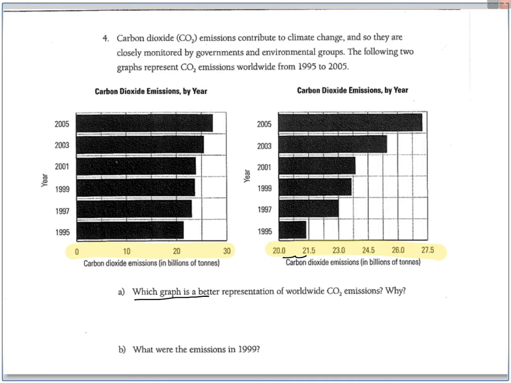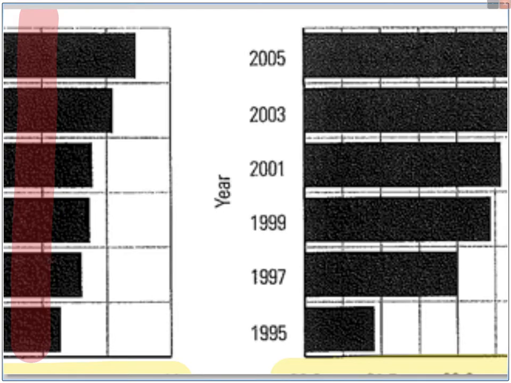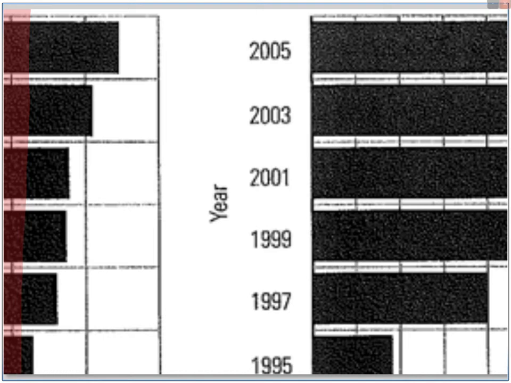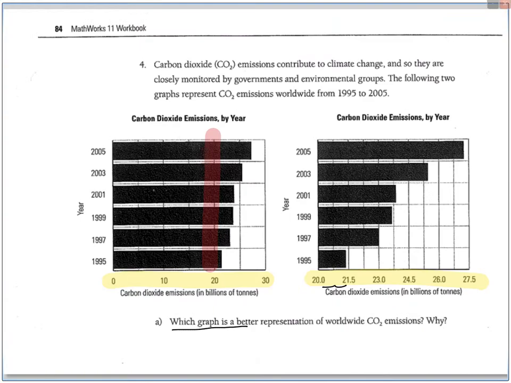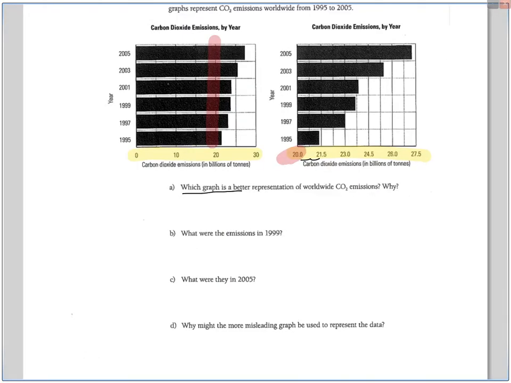So remember how Fox News chopped off part of the graph and then put it on their page? That's like if you just chop that part off and then blow it up. See how I can blow it up? Like if I only showed you this. That's all they're doing. And then they skipped 0 to 20. Okay, so which one do you think is better? And this might be a personal preference.